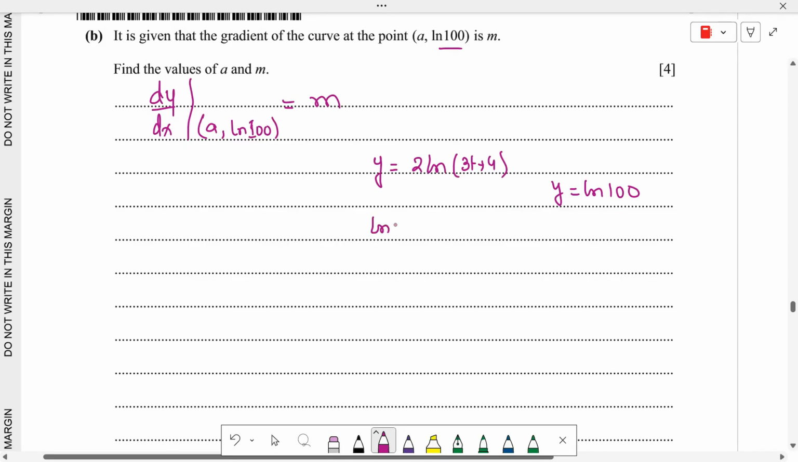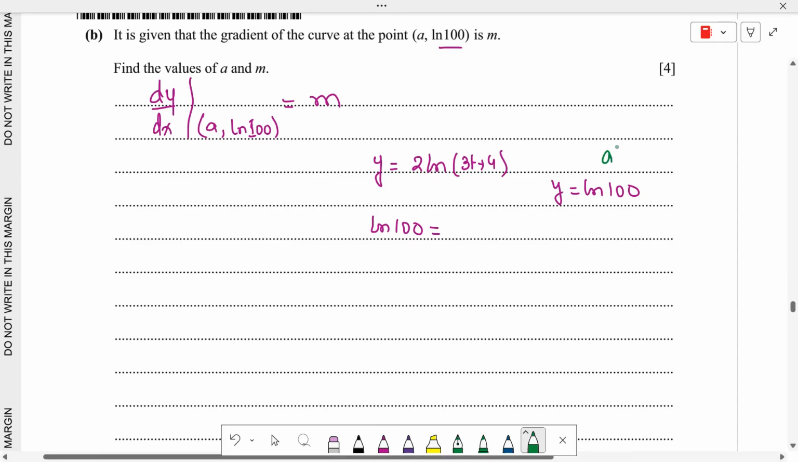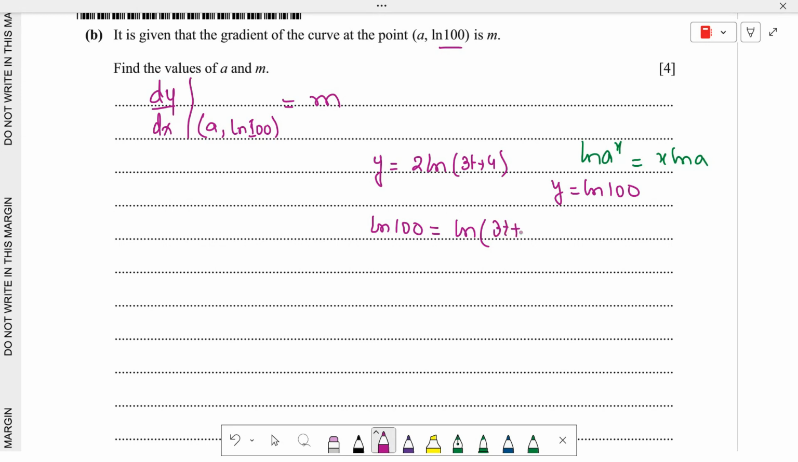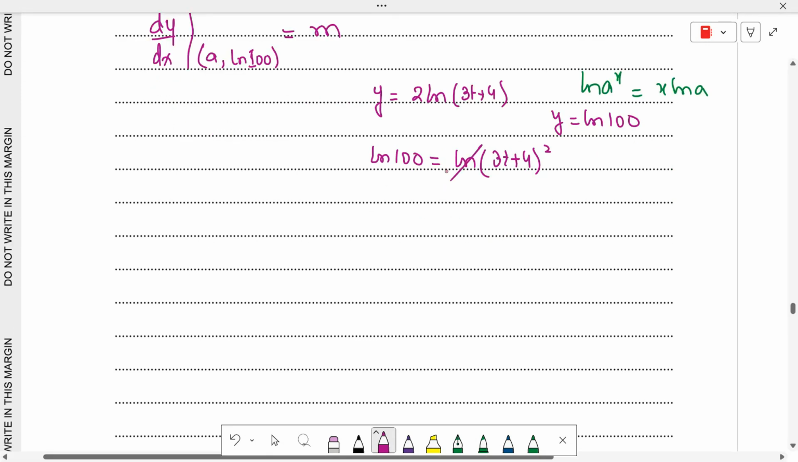So ln 100 is equal to, by using the property, we know that ln of a to the power of x is equal to x ln a. We can use this property in this case also. So ln (3t plus 4) squared. We can cancel ln, and we will have (3t plus 4) squared is equal to 100.